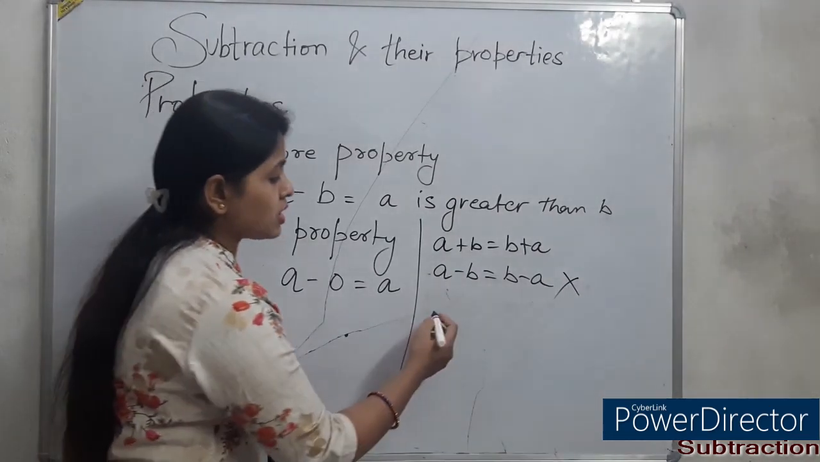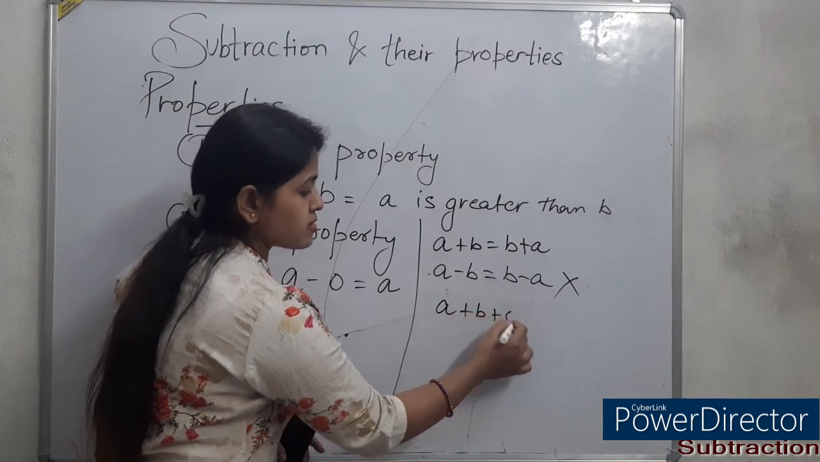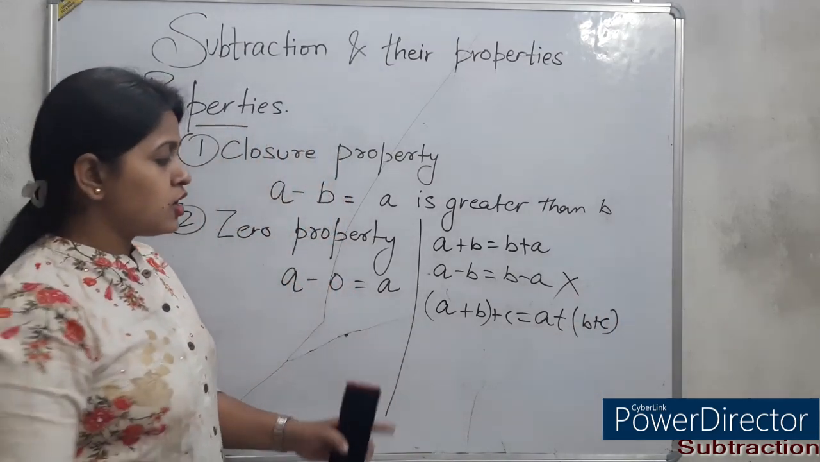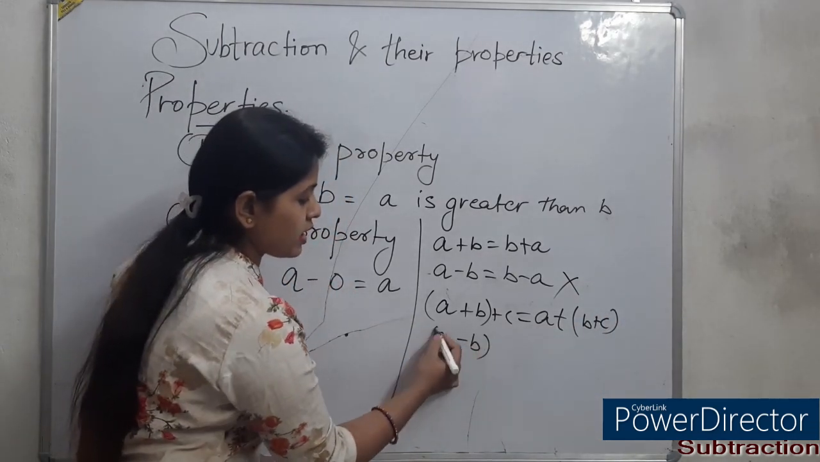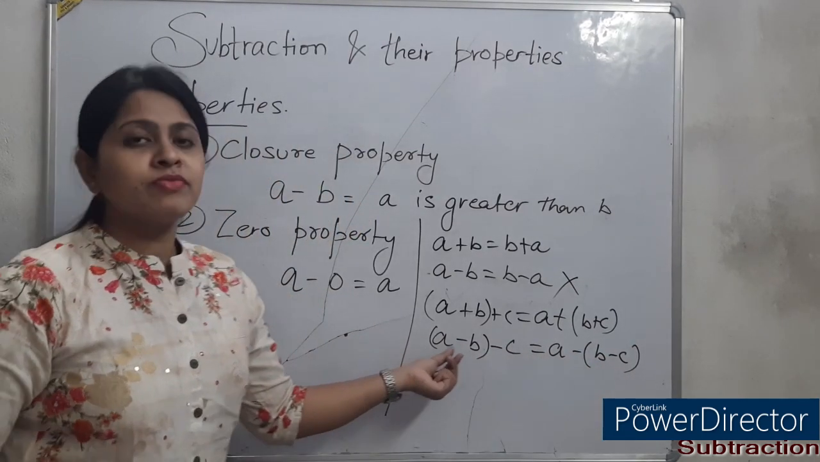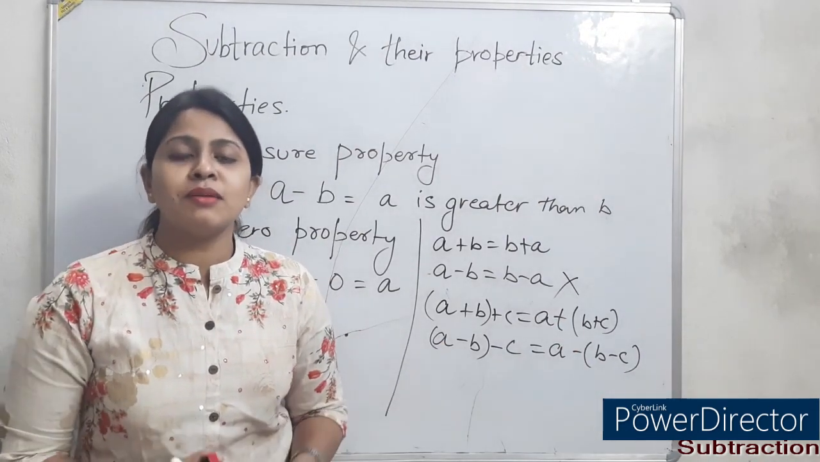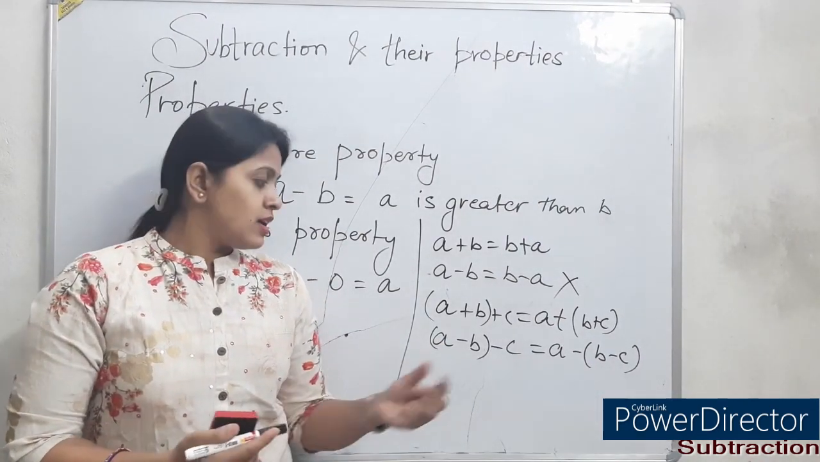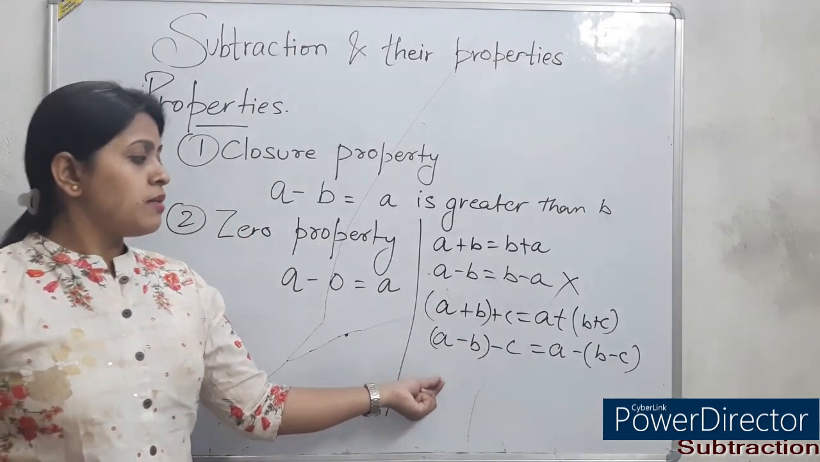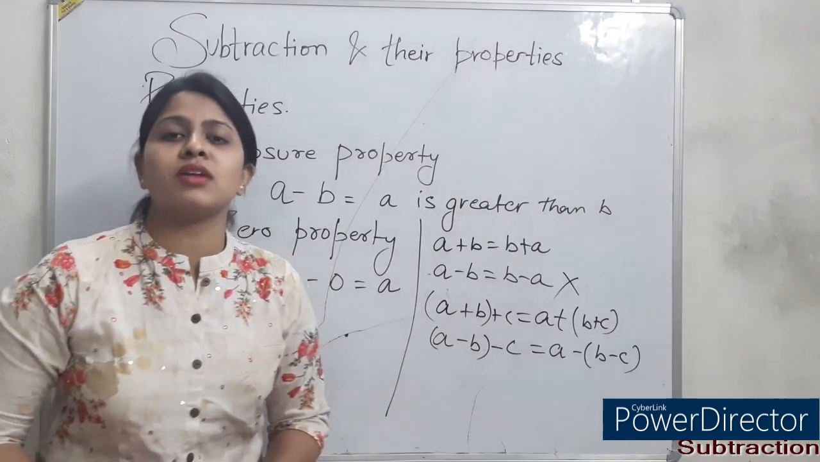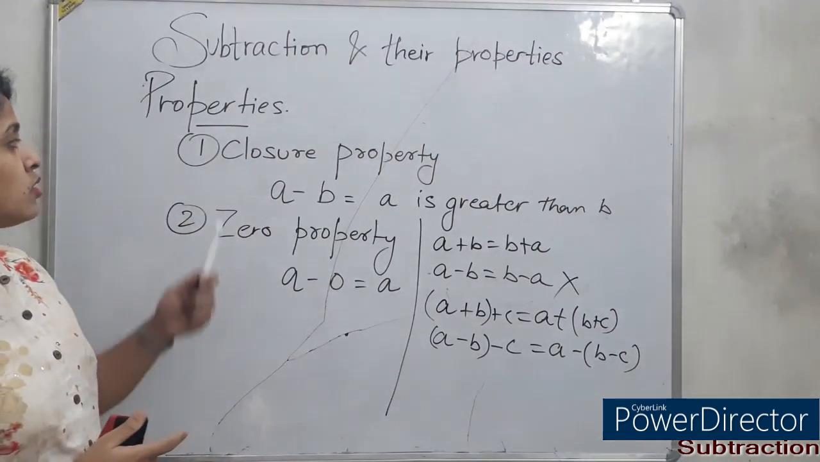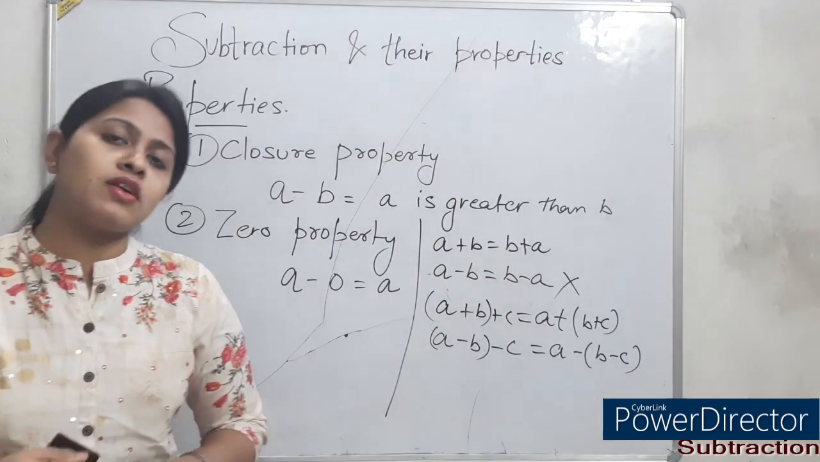Likewise, for the associative property, A plus B plus C is equal to A plus B plus C in the case of addition. In subtraction, when we write A minus B minus C is equal to A minus B minus C, here also it will not be true because the number needs to be smaller. If C is smaller than B and B is smaller than A, then it is true. But the bigger number cannot be subtracted from the smaller number. So only these two properties are followed in subtraction.